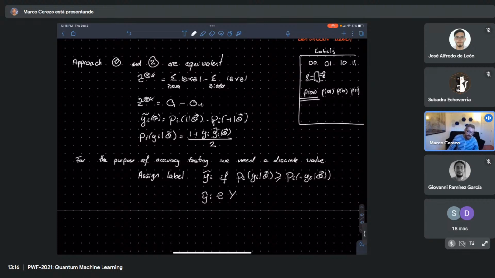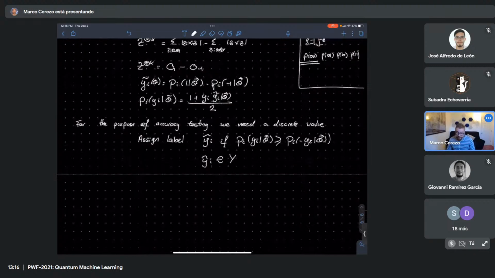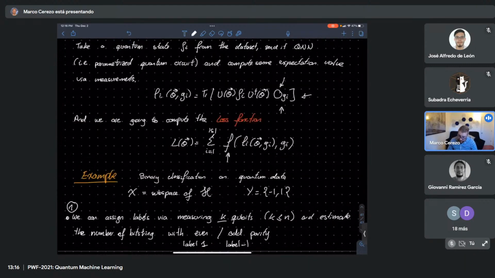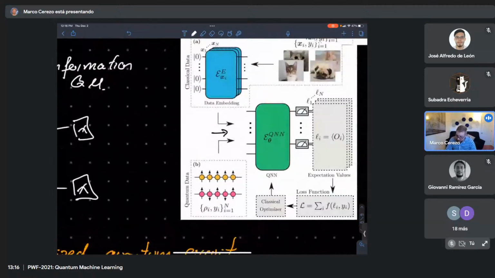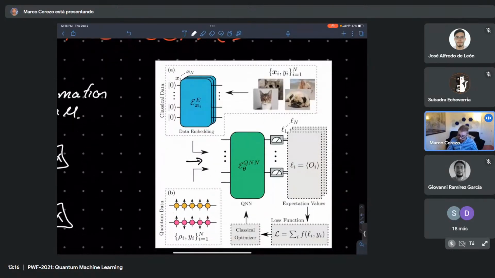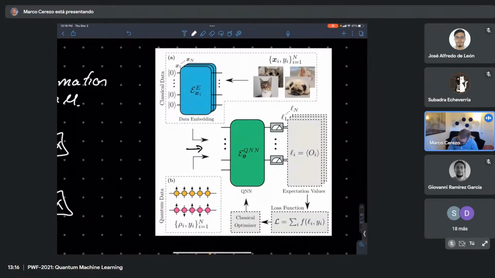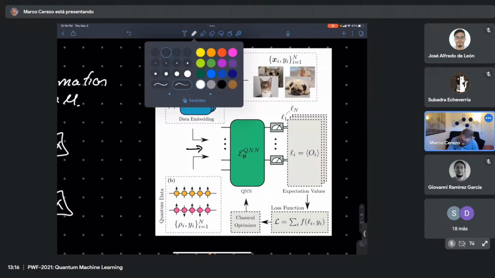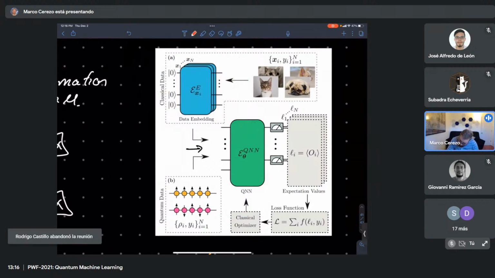So the next thing that we want to discuss here is, if we go back here, now we know how to extract information through measurements out of my quantum state. We can give meaning to those quantities L that we were previously discussing. So now we know what those L can be interpreted as. They can be probabilities of labels, they can be labels in themselves. We still need to define the loss function.